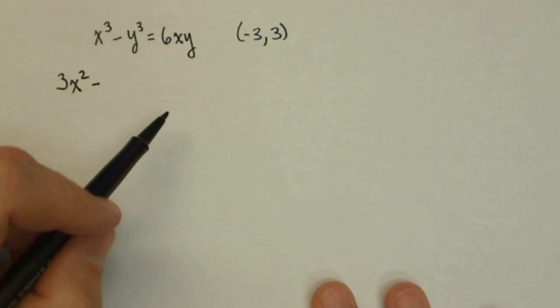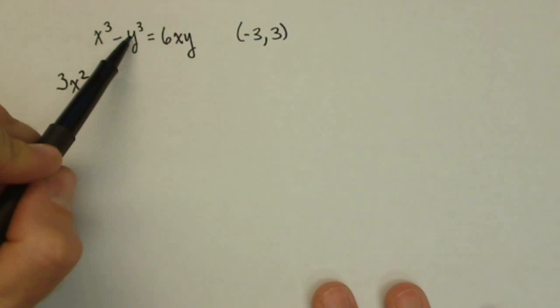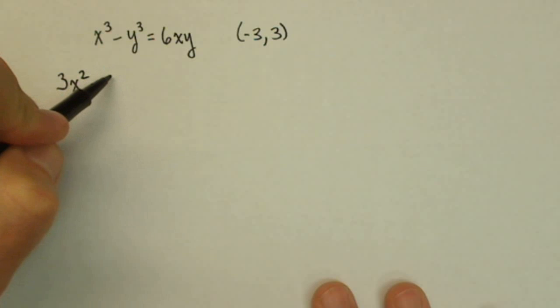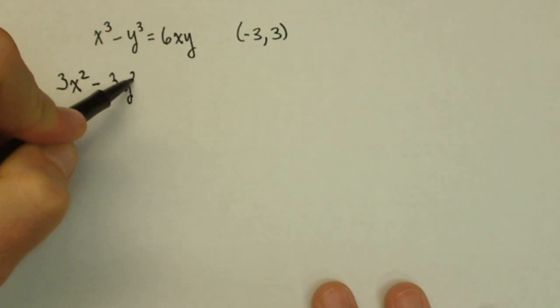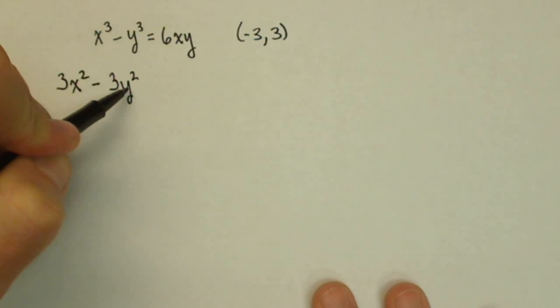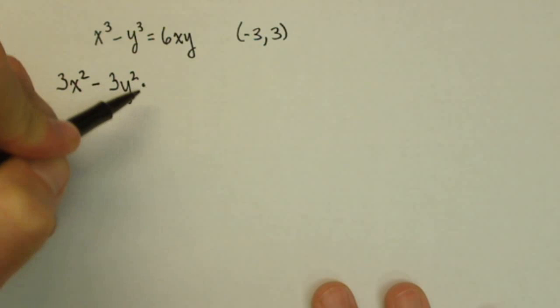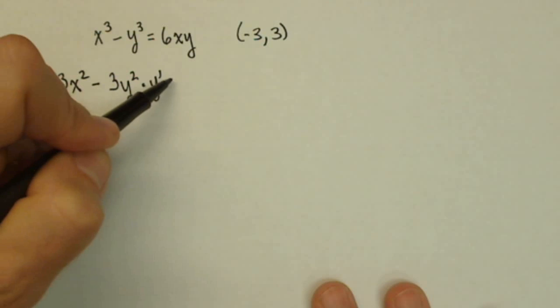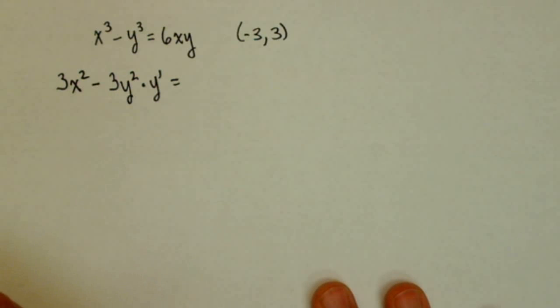Now here's where implicit differentiation comes in. I'm thinking of y as a function of x. So I take the derivative of the y term, which is 3y squared, but because y is a function of x, it requires a chain rule. So I need to multiply by the derivative of y, which I'm going to denote y prime. So one way of thinking about it is anytime you take the derivative of a y term, you multiply by a y prime.